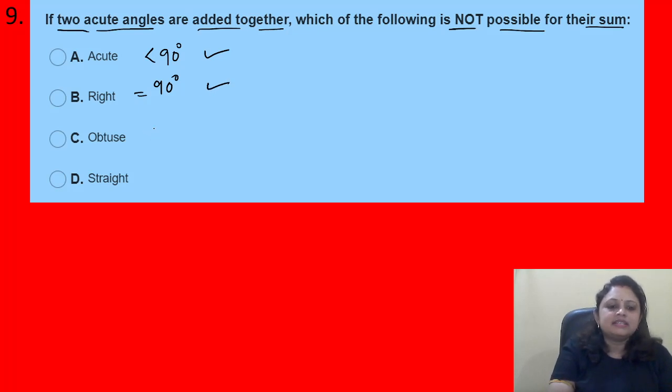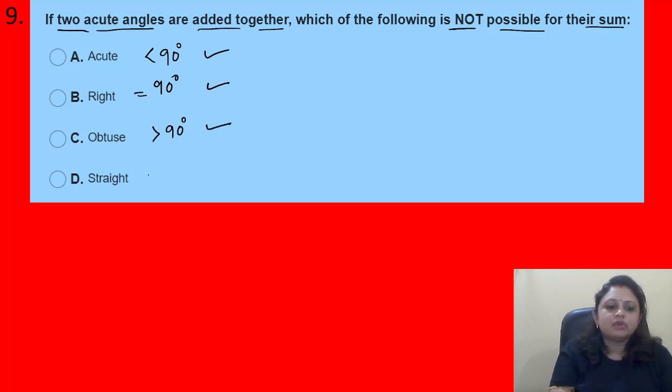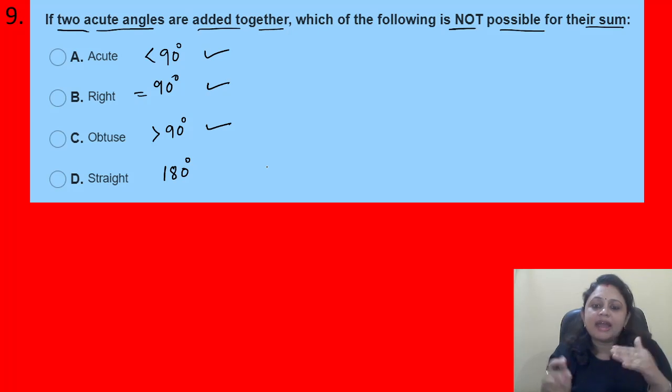Obtuse angle, that is greater than 90 degree and less than 180 degree. So if we add two acute angles, it may be greater than 90 degree also. So this can also be the correct one. Coming to the last one, straight. Straight, you know, that is 180 degree. So if we are adding two acute angles, it cannot be 180 degree.